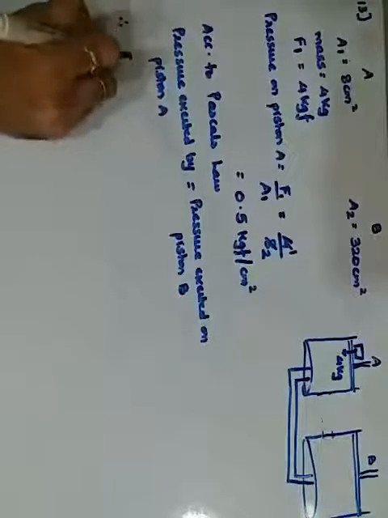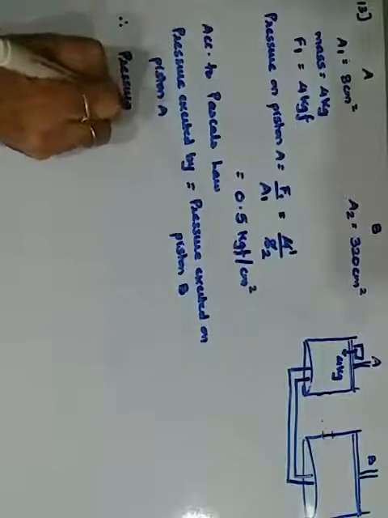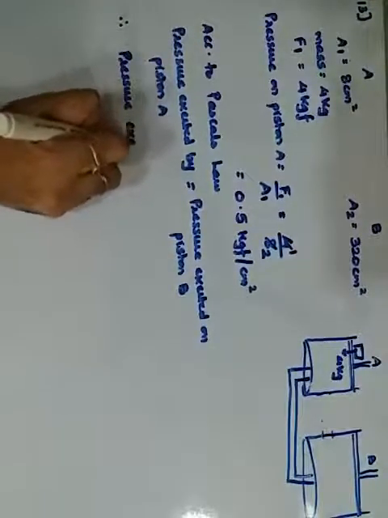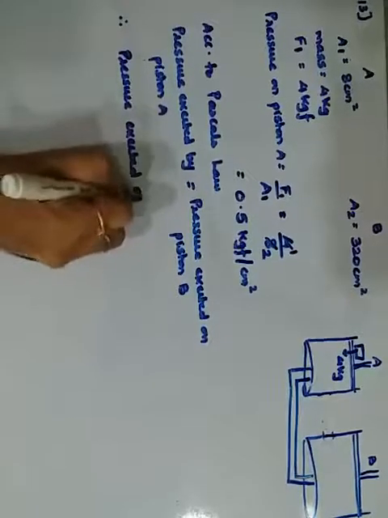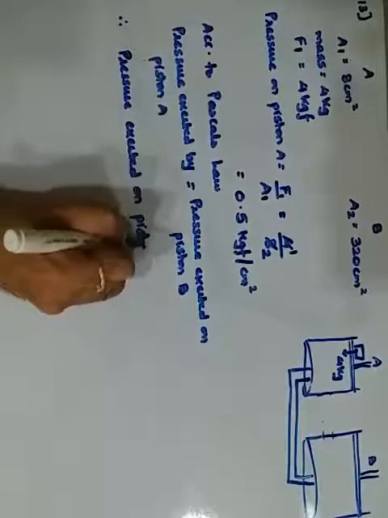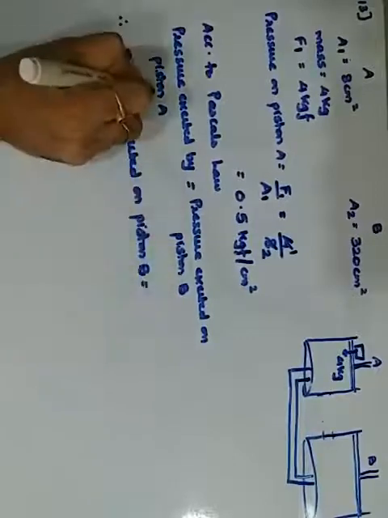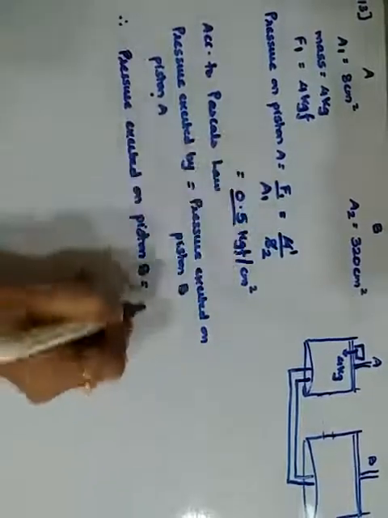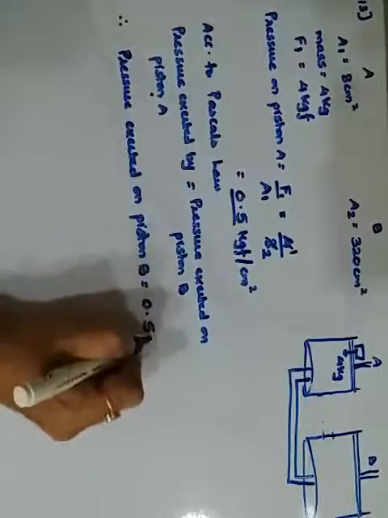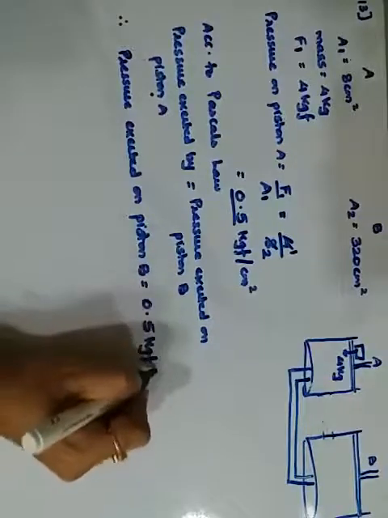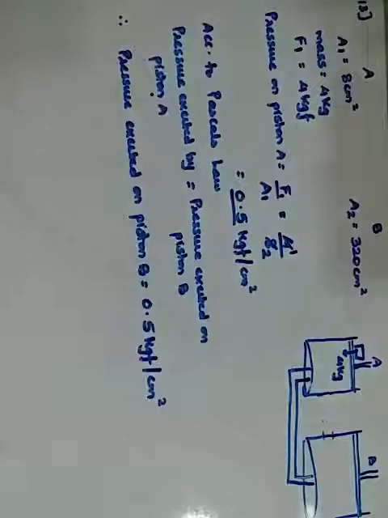इसका मतलब B का भी 0.5 हो जाएगा, and therefore the pressure exerted on piston B becomes same as pressure on A, and pressure on A is 0.5. So this is also 0.5 kilogram force per centimeter square. समझ में आ रहा है? सिंपल है, एकदम सिंपल है.